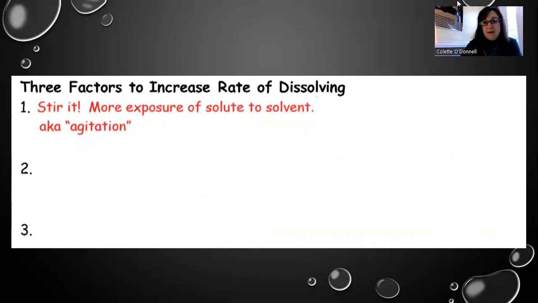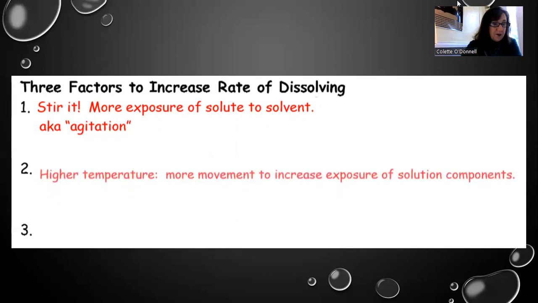First thing, might not be a surprise, we could stir it, right? So if you put sugar into your coffee, you probably are going to stir it out of pure common sense, right? To get that to dissolve quicker, you actually want to stir it so that you are creating more exposure of the solute to that solvent. Sometimes we call this agitation, right? So we're agitating our solutions to get them to dissolve faster.